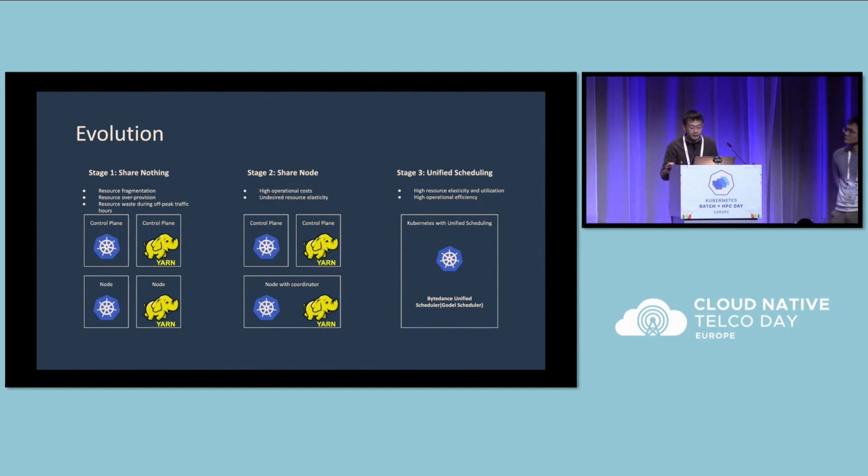And since the default scheduler does not meet our requirements, we developed a unified scheduler called Godel. And we also keep the coordinator. There are also some co-located agents, and I will give a brief introduction at the end about the open source. In this stage, we achieve high resource elasticity and utilization, and we also improve our operation efficiency.